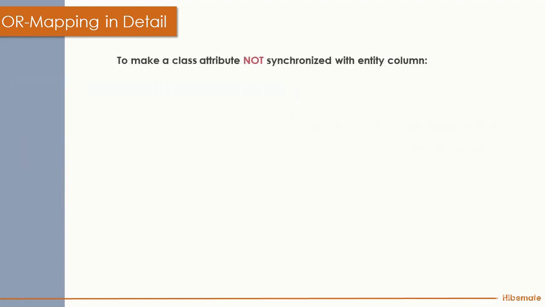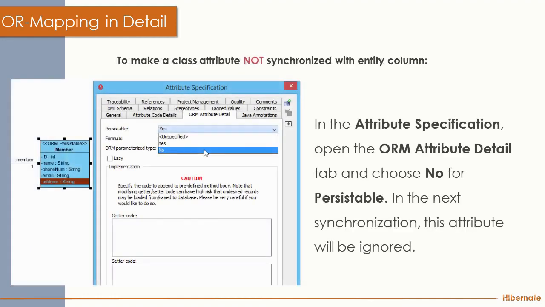On the other hand, if you have an attribute in the class diagram that you don't want to generate to a column in the ERD, you can also set persistable to no. Usually this is a kind of transient attribute. You just use it to compute the value in the memory model. You don't want to save it. Then you can set it to no, and we will not generate the column for you.